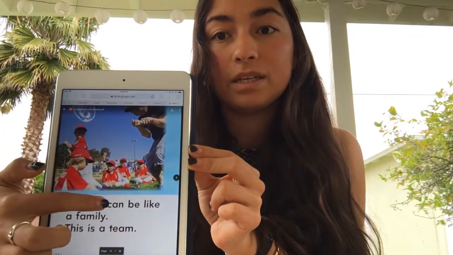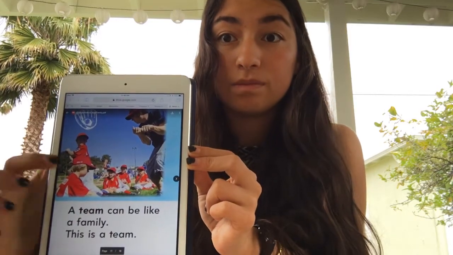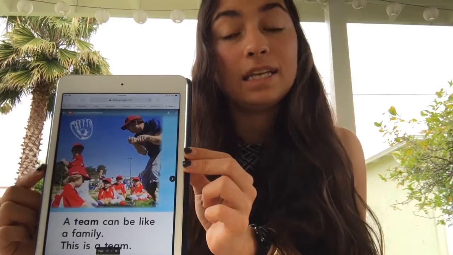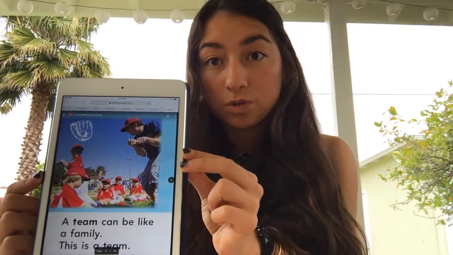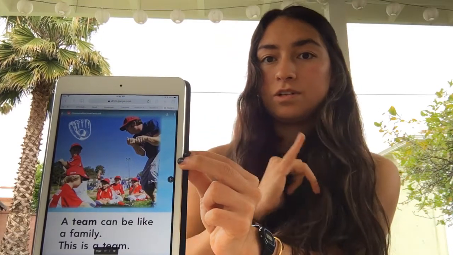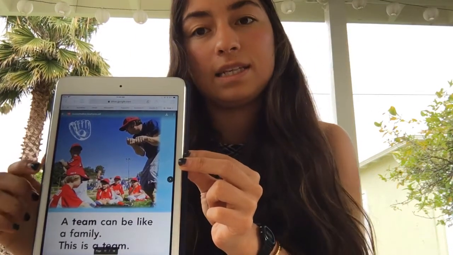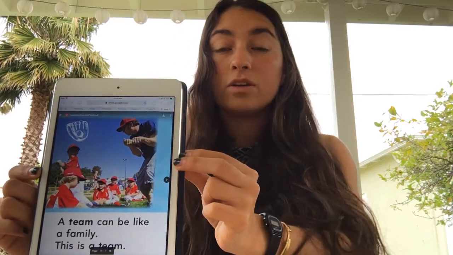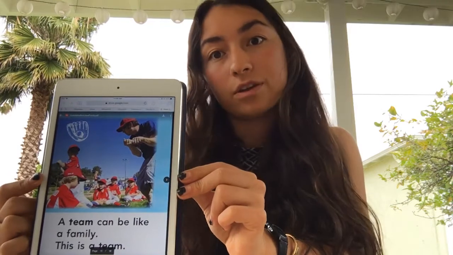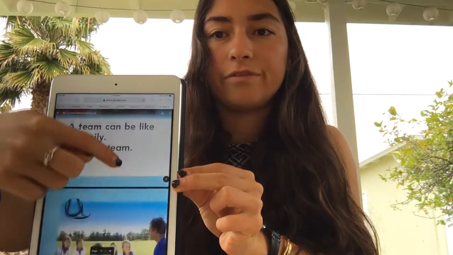A team can be like a family. Are any of you guys on a team? A sports team or a dance team? This book is saying that a team is kind of like a family. Do you agree? You can go like this if you agree. Remember, this is sign language for agree. Or you can do a thumbs up. This is a team. So maybe they're saying a team is like a family because you have to work together, just like a family does, and support each other, just like friends do.